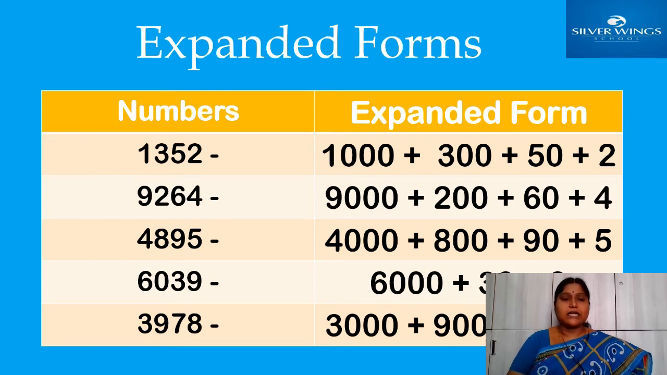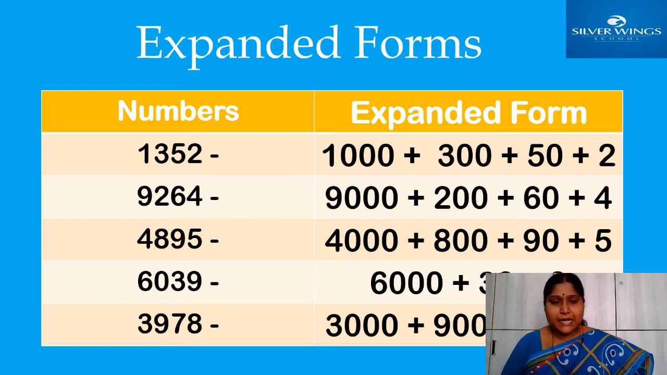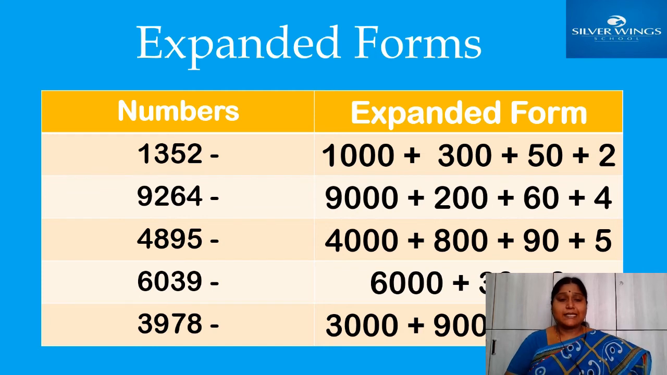Okay, next number. Here also I have given a 4 digit number, that is 4895. 4 is in the thousands place, so 4000 plus. 8 is in the hundreds place, so the place value you should write is 800 plus. 9 is in the tens place, so you should write 90 plus 5. Now come to the next number. Here also I have given a 4 digit number.